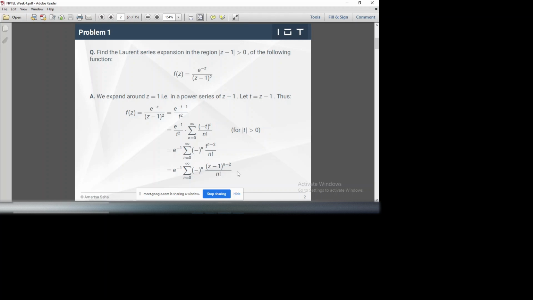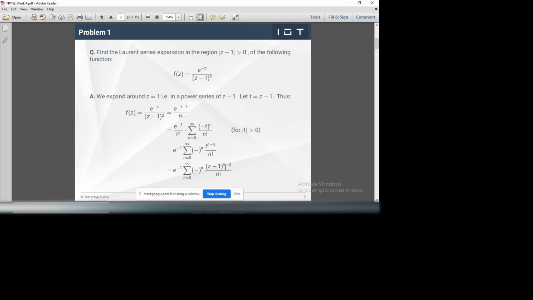As we expected, two negative powers of z minus 1 occur. The summation is from n equal to 0 to infinity. If we put n equal to 0 here, the power is z minus 1 to the power minus 2. Similarly, if we put n equal to 1, we get z minus 1 to the power minus 1. So as we can see from here, z equal to 1 is a second order pole. The power series expansion captures this behavior.